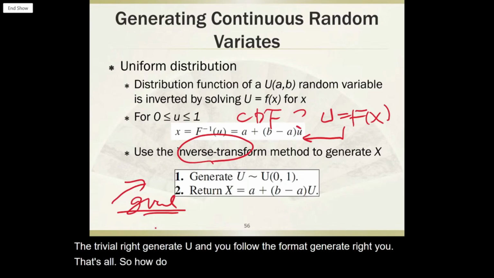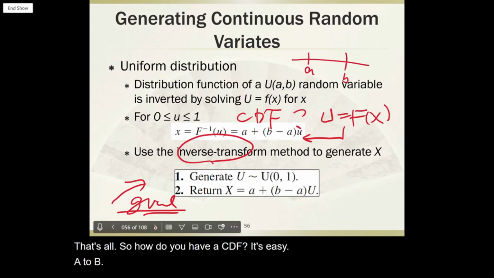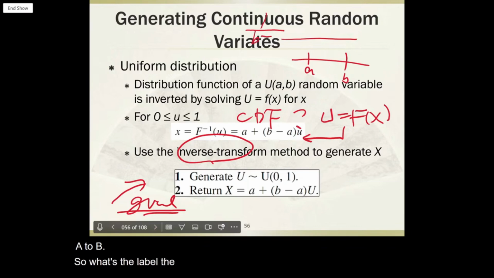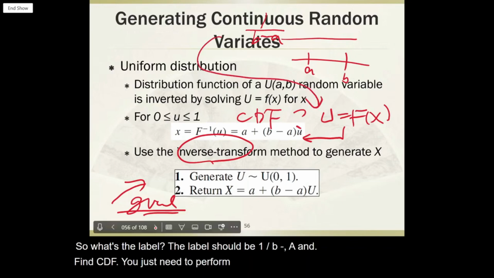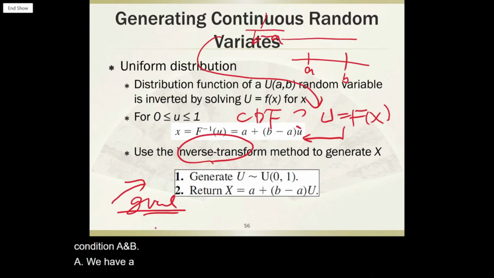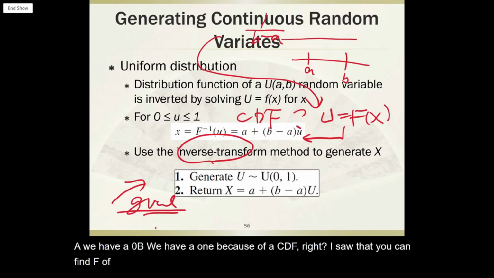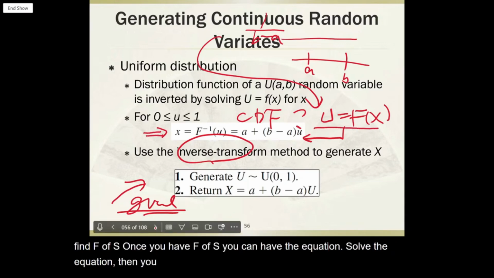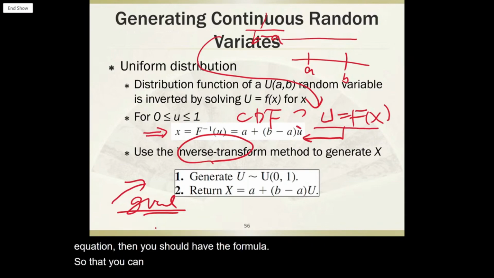So how to get a CDF? It's easy. The range is A to B. So what's the density? The density should be 1 over B minus A. To find the CDF, you just need to perform the integral, based on the boundary conditions at A and B. At A, we have 0. At B, we have 1, because it's a CDF, right? And so that you can find F of x. Once you have F of x, you can have the equation. Solve the equation, then you should have the formula so that you can have this algorithm.